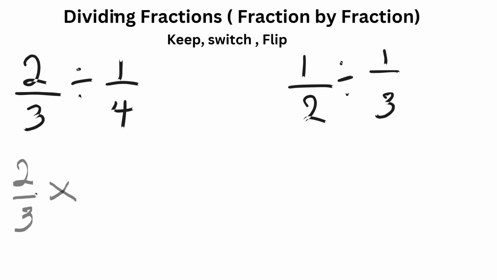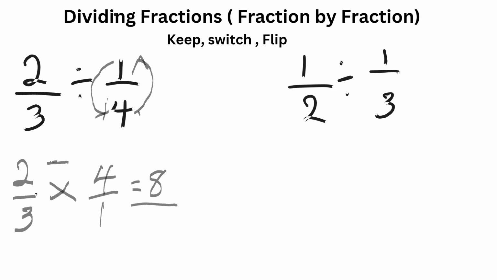What does that mean? We flip: the denominator becomes the numerator, while the numerator becomes the denominator. Now we have a multiplication of fractions. We need to multiply the numerators and the denominators. So 2 multiplied by 4 is 8, and 3 multiplied by 1 is 3.